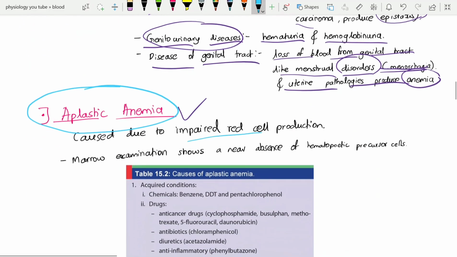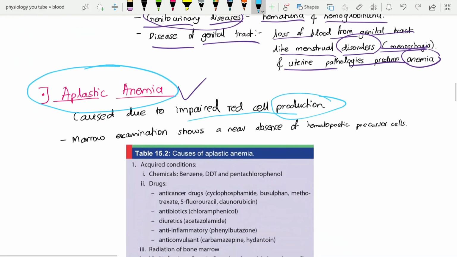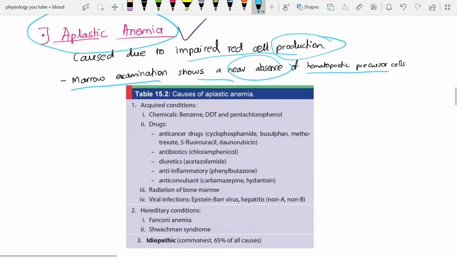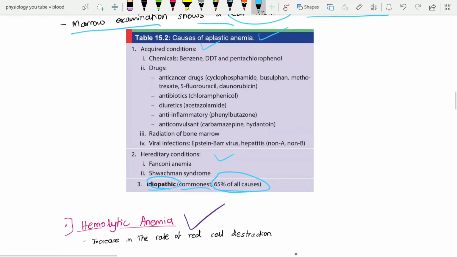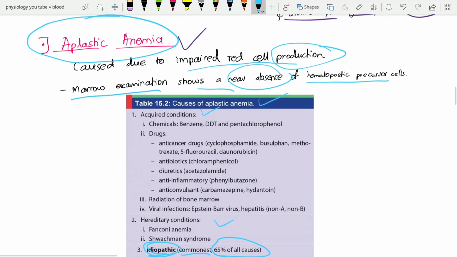Aplastic anemia is caused due to impaired red cell production itself. Marrow examination shows near absence of hemopoietic precursor cells. Causes of aplastic anemia: acquired conditions, hereditary conditions, and idiopathic, which is the commonest at 65% of all causes, where we don't know what the cause of the aplastic anemia is.